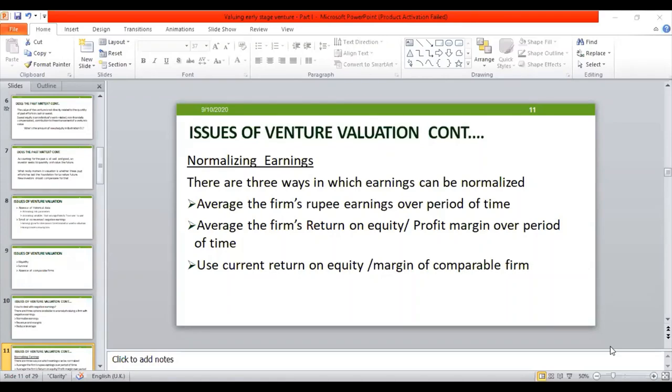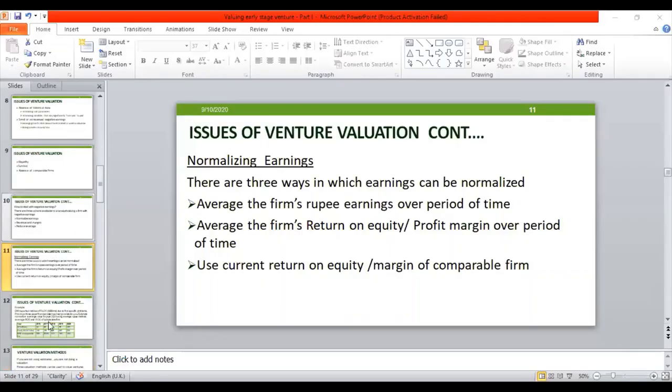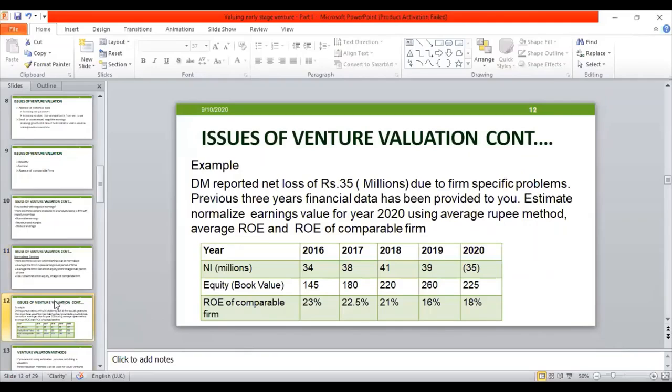So let's take this example. This is a simple example. DM reported a net loss of 35 million due to firm-specific problems.